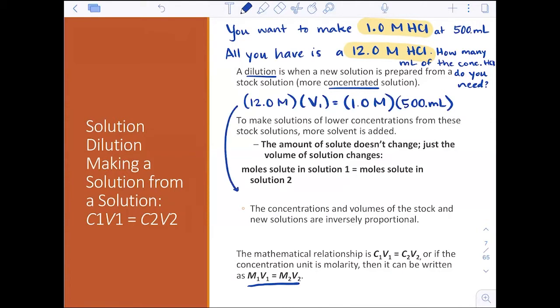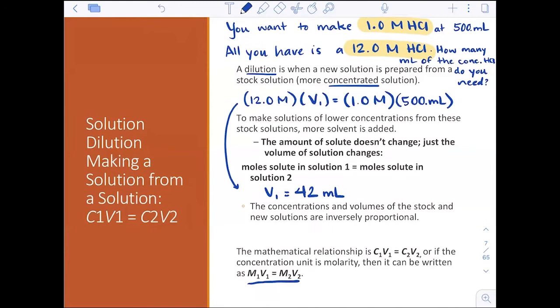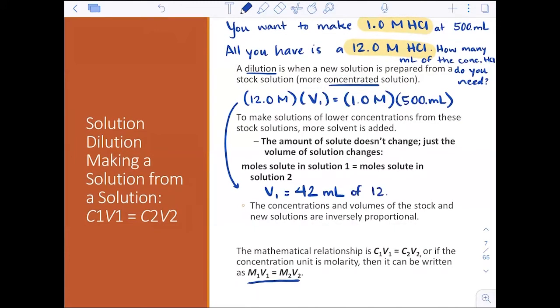Now with this, we can solve for V1 as being 42 milliliters, keeping my sig figs at 2. Now that means 42 milliliters of the 12.0 molar HCl solution. The other 458 milliliters will be water. We'll be practicing with this throughout our discussion today and throughout class.